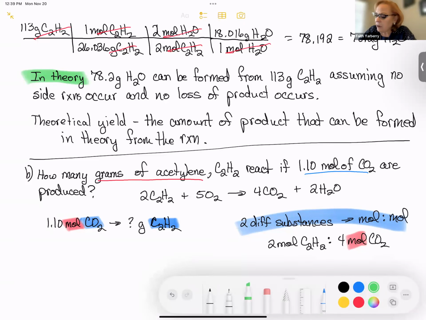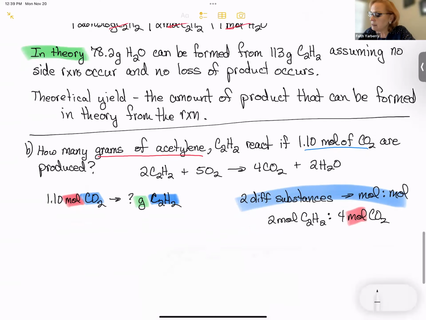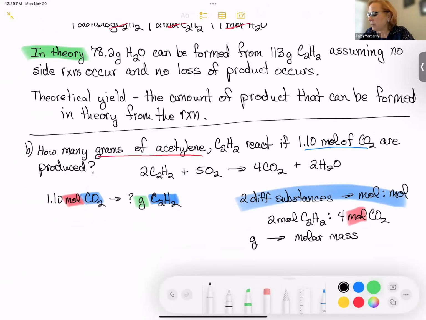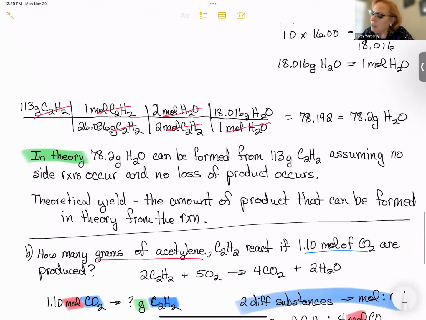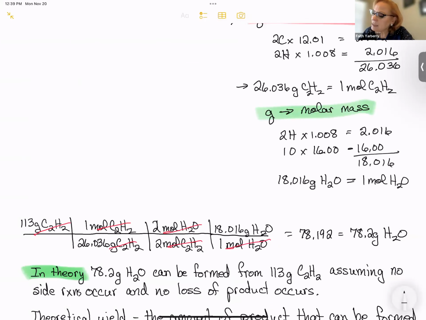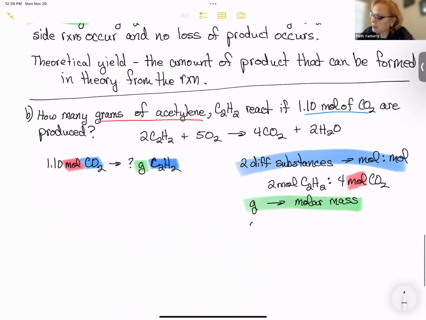The next thing I notice though is I do need grams of acetylene. And anytime I see I need grams, my go-to is the molar mass. And we calculated this above, so I'm not going to recalculate it this time. We came up with acetylene to be 26.036, and that was equal to 1 mole.